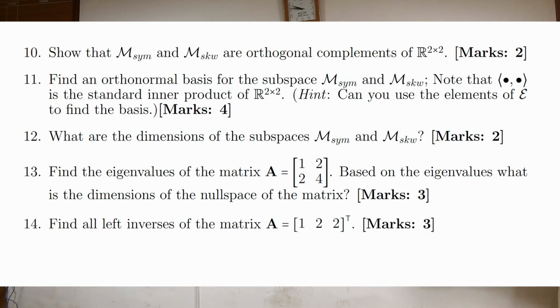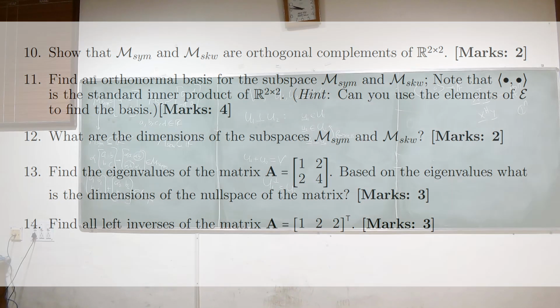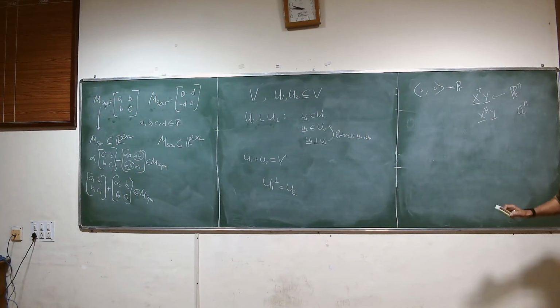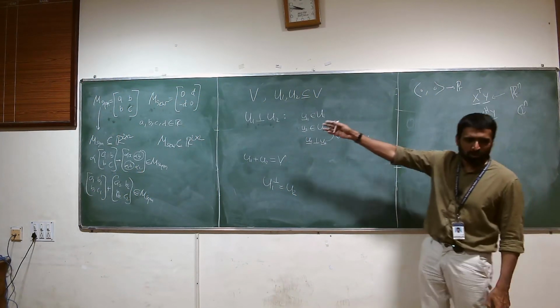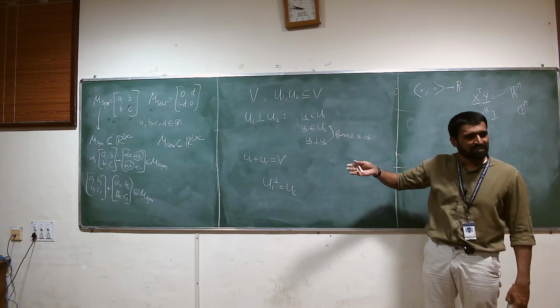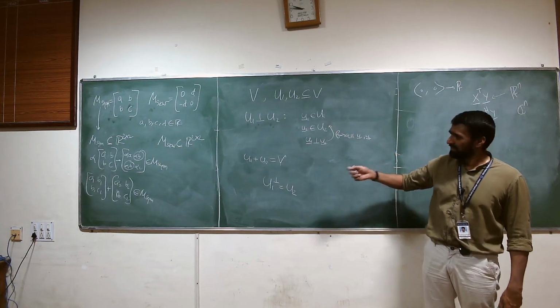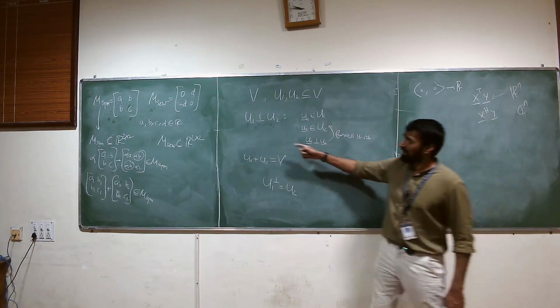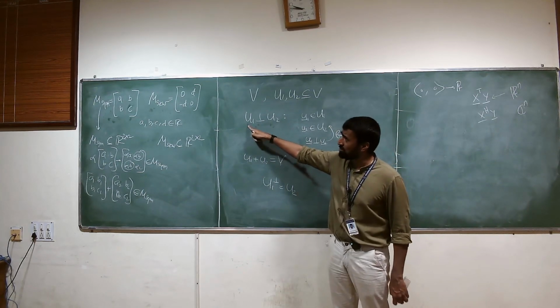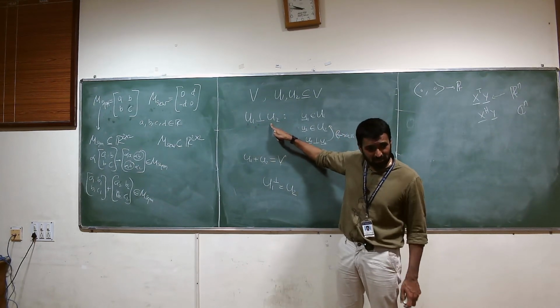Now I come back to the question: how do we verify that M symmetric and M skew symmetric are orthogonal complements of R2 cross 2? Again, blindly go back to the definition. If they are orthogonal complements, what conditions do they have to satisfy? We just talked about it: the subspace M symmetric should be orthogonal to the subspace M skew symmetric.